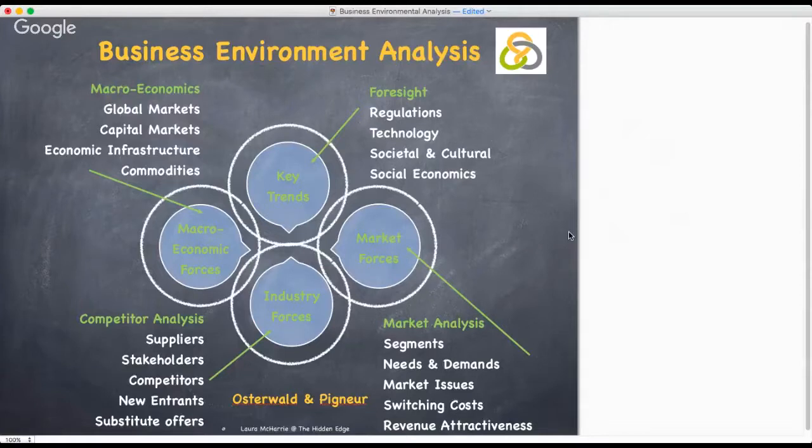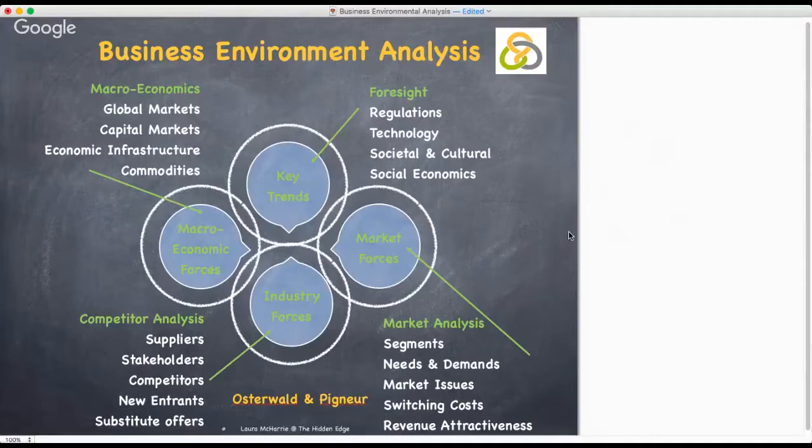Key trends and the foresight. Regulations describes the regulatory trends that influence your business model. Technology trends identifies those that could threaten your business model, or maybe enable it or improve it or evolve it. Societal and cultural identify trends that may influence your business model, particularly from a buyer's perspective. Socio-economic trends, these are the demographic trends that may affect your business audience.